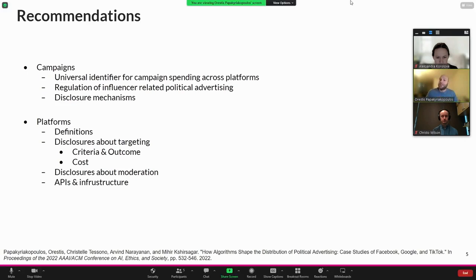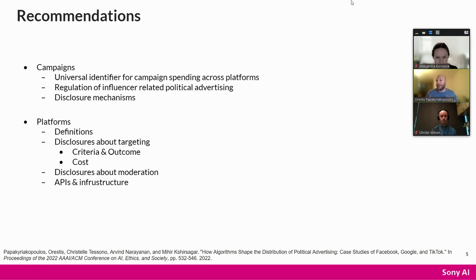And ideally, all this information can be shared with researchers in order to analyze and understand the ecosystems, but also with the general public. And the same applies for content moderation. It is important that it becomes more transparent and accountable in order to also ensure advertisers' parity. And that was it. I am looking forward to the discussion.